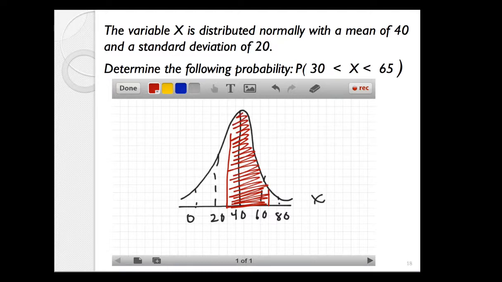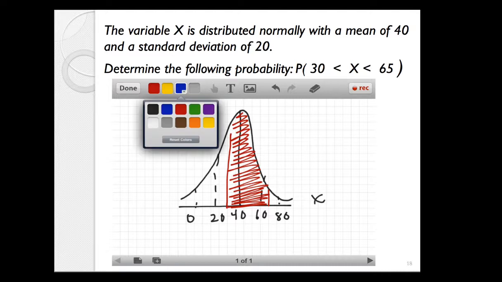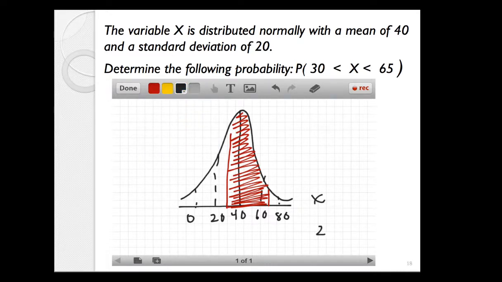And in order to do so, we have to standardize this distribution. We will go ahead and include the z-axis under the x. And we need to find two z-scores here. Now the first one we'll find is the one that corresponds to an x value of 65. We get the point. 65 minus 40 over 20. And we're looking at 1.25 is my z.